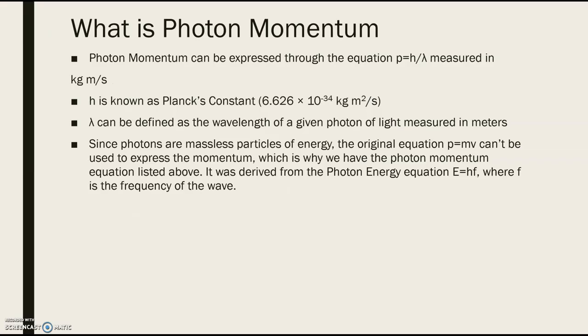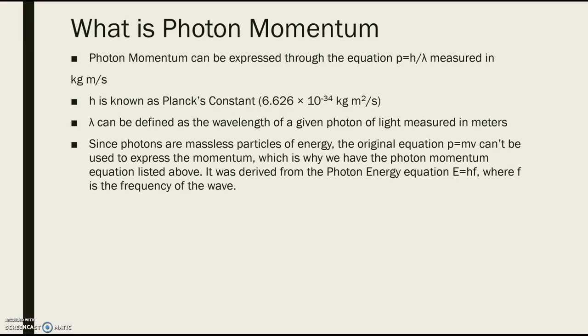What is photon momentum? Well, photon momentum can be expressed through the equation P equals h over lambda, measured in kilogram meters per second. H is known as Planck's constant, which is 6.626 times 10 to the negative 34 kilogram meters squared per second. And lambda can be defined as the wavelength of a given photon of light measured in meters.